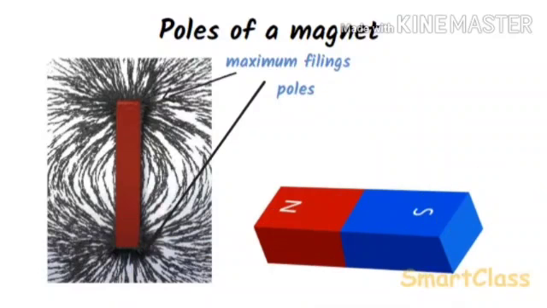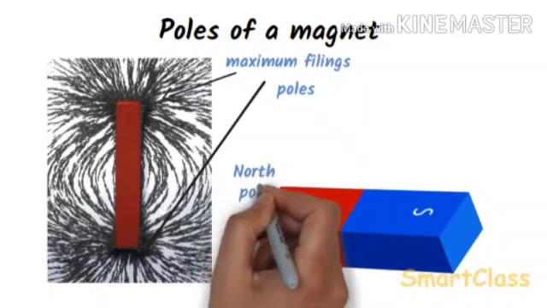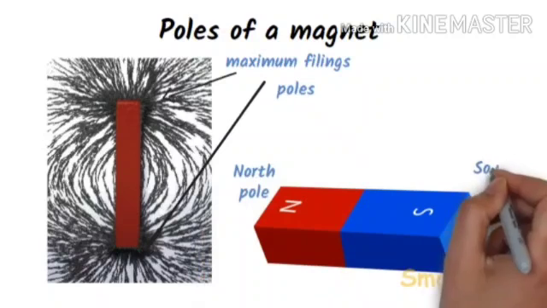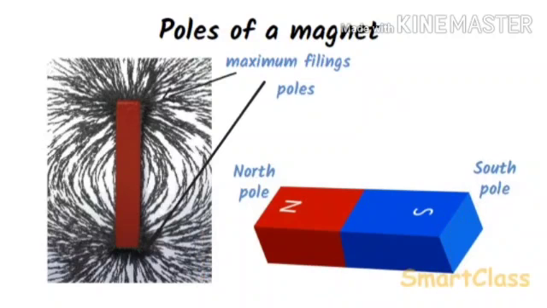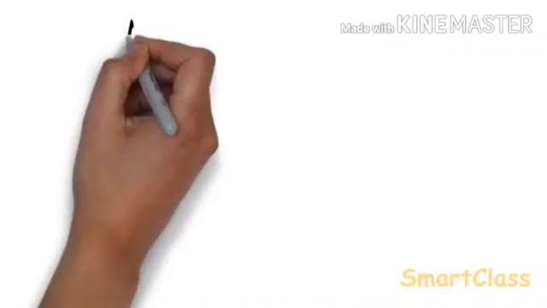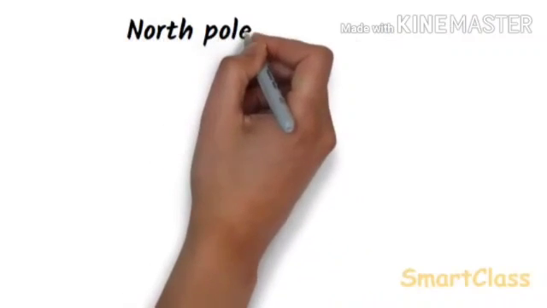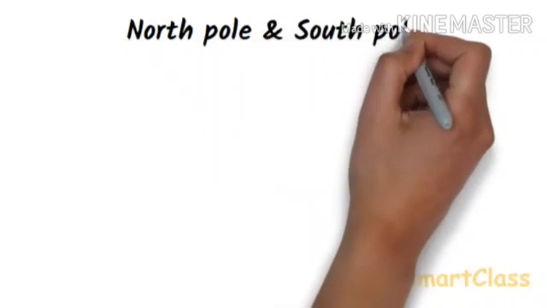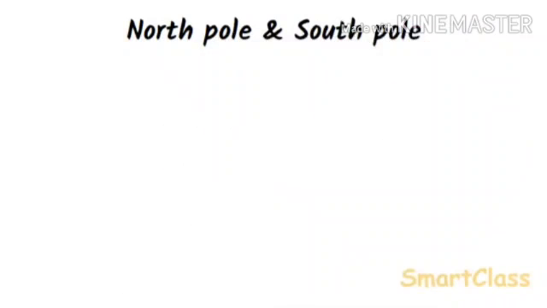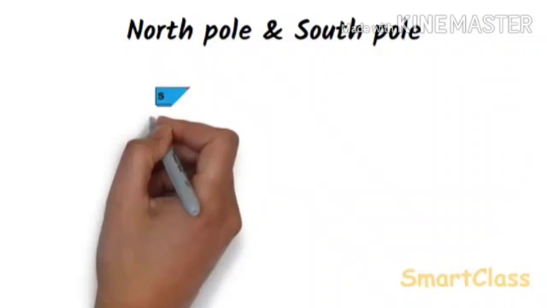A magnet always has two poles. The poles of a magnet are near its free ends. One pole of the magnet is called the North Pole, while the other pole is called the South Pole. The North Pole is represented by the letter N and the South Pole by the letter S on the magnet. Every magnet, big or small, has a North and South Pole. It is impossible to have a magnet with only one pole.